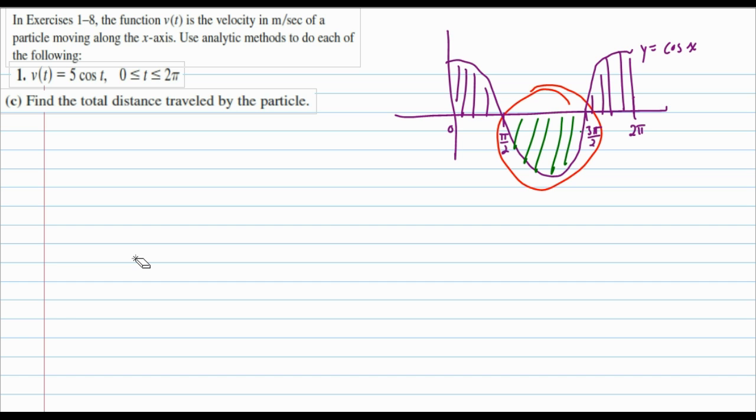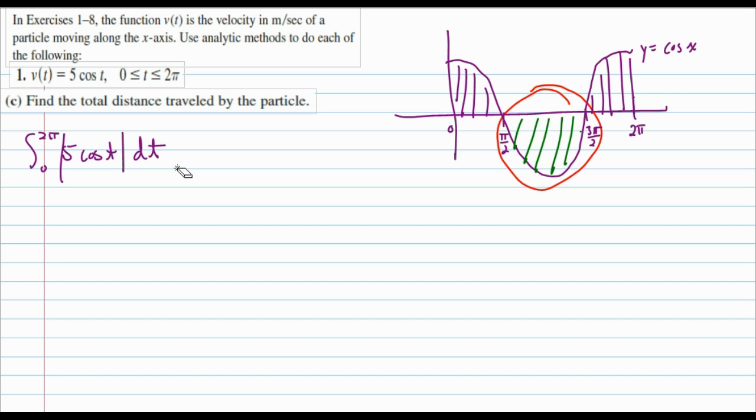The now try problem is part C of number 1, so we're still back at this velocity curve of 5 cosine of t, and t is going to be between 0 and 2 pi, and part C wants us to find the total distance traveled by the particle. Well, if you notice, the area under here is negative, so we are going to find the antiderivative of the absolute value of 5 cosine of t from 0 to 2 pi.